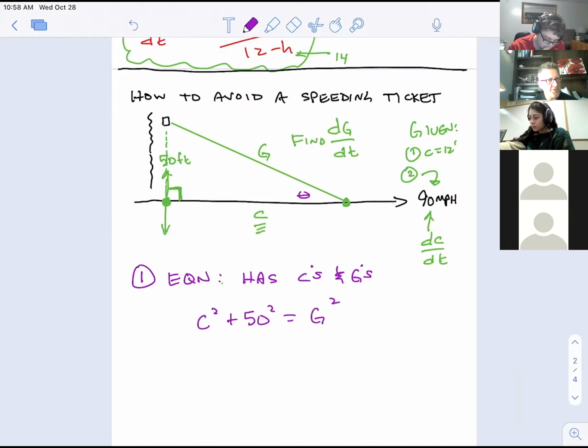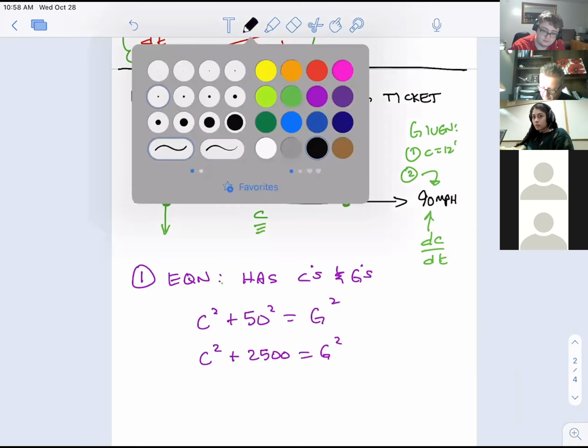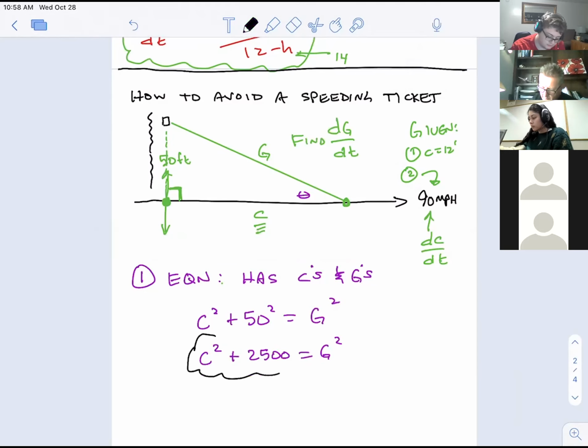And again, maybe I should solve this for something else. Maybe I should resolve it. I certainly can at least multiply 50 squared out to 2,500. So I'm going to kind of note that. In the language of the other classes I teach, this is my static equation. This is the equation of things not moving.